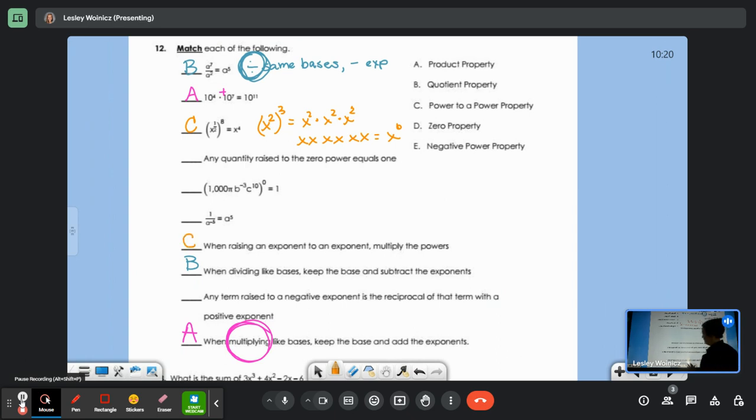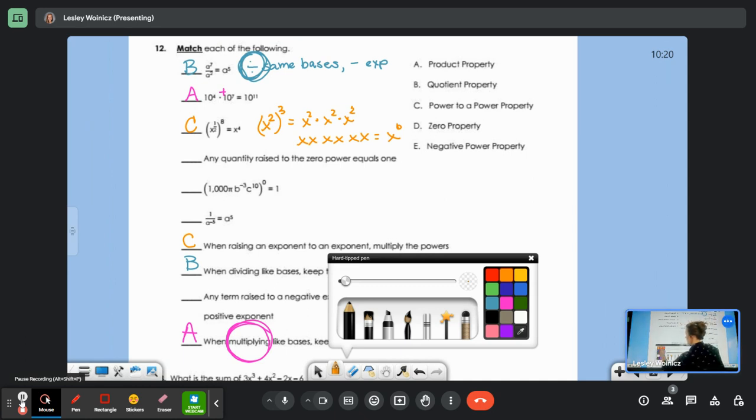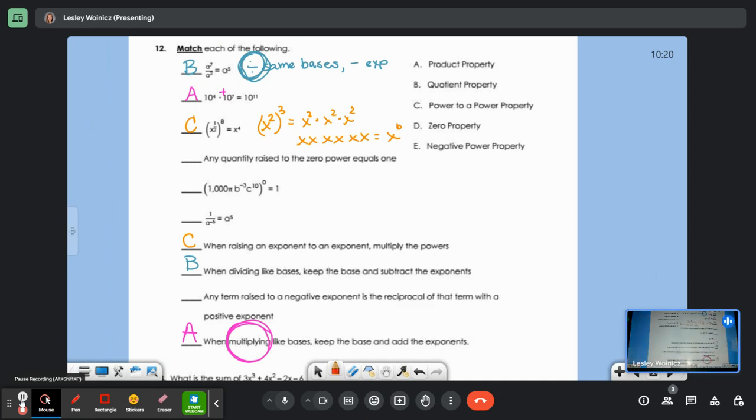All right, we're coming down the home stretch. Any quantity raised to the 0 power equals 1. Yeah, that one's kind of a no-brainer. That's the 0 property. All right, what about the one after it? Also D. Good. Last two.